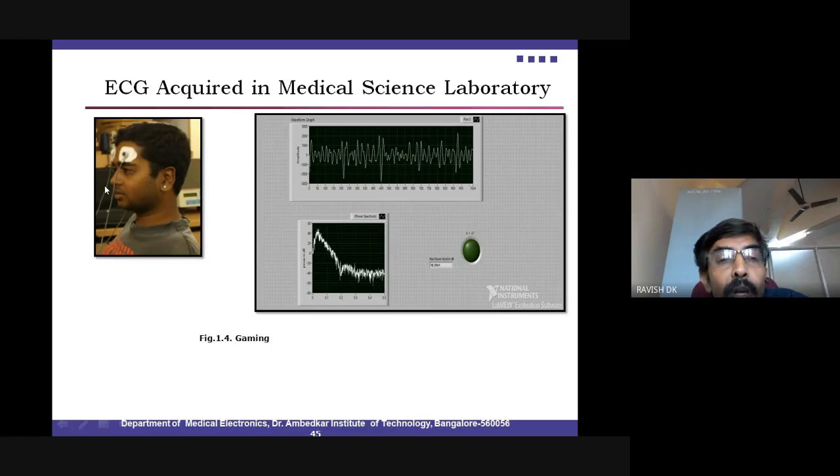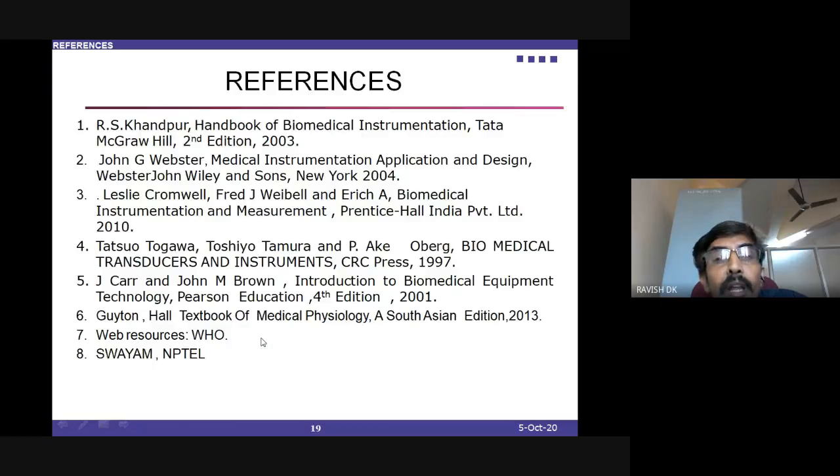He is working on one of my projects, a game with a ping ball, where he is playing ping ball and football. The task is deciding when to hit the ball or not, using the virtual lab and his EEG. He is working on that. This work is carried out in Ambedkar Institute of Technology.